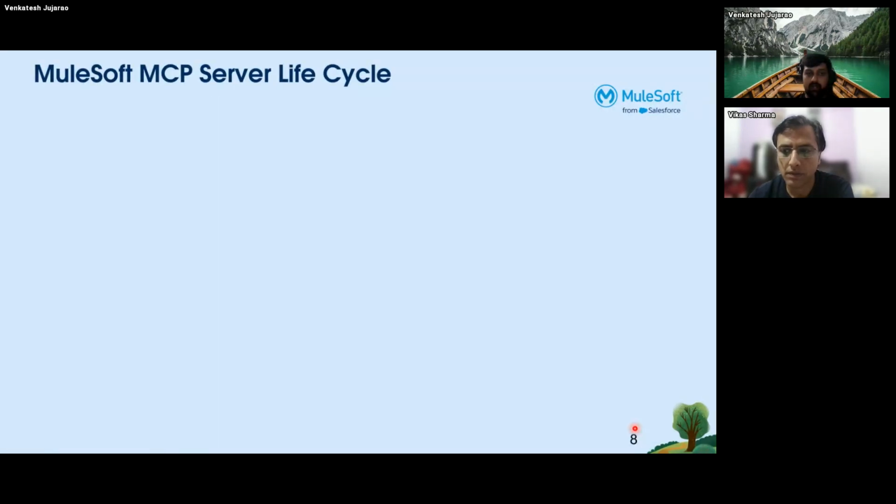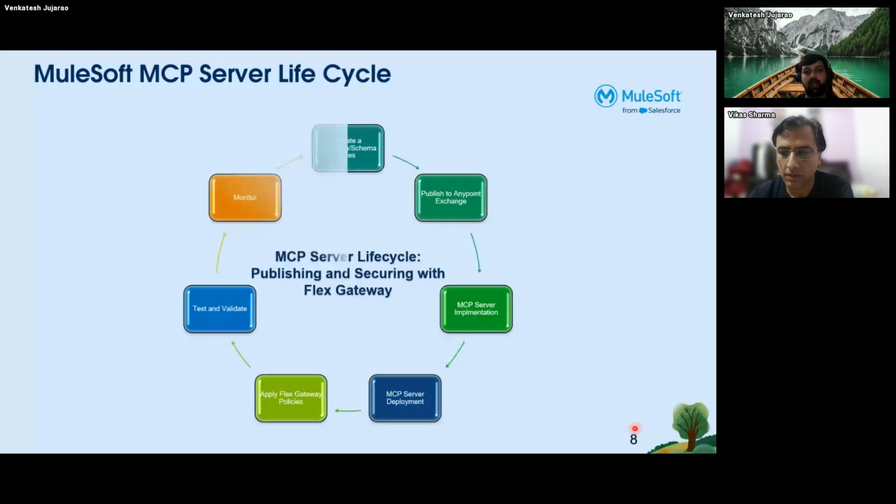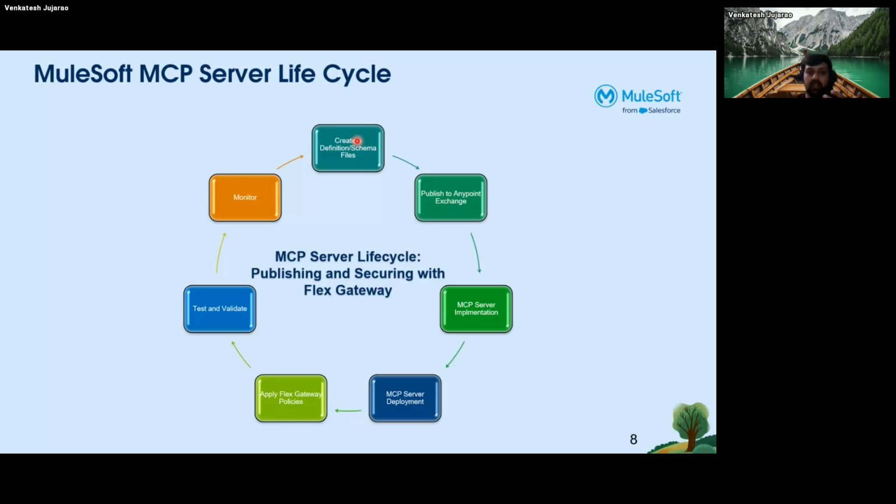Once we understand the MCP and its key components, let's try to understand the MCP server lifecycle. The way we design our RAML, the same way we can create a schema file for MCP. We cannot directly go into Design Center the way we create a RAML. Just the way we create a JSON schema, in the same fashion we have to create a schema. We'll have a look at the schema I have created for appointment booking.